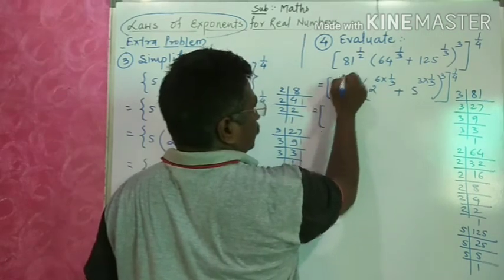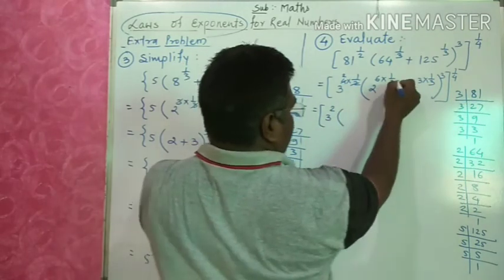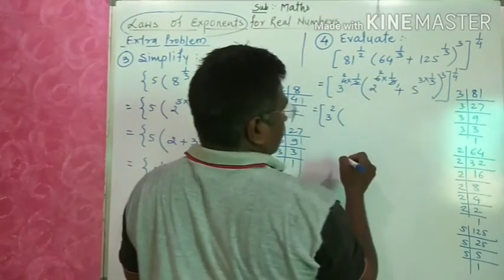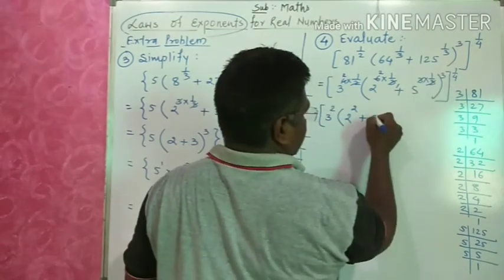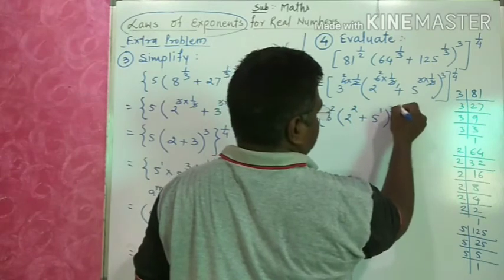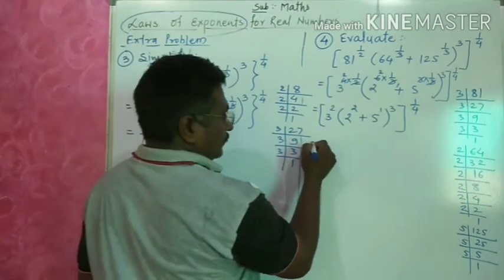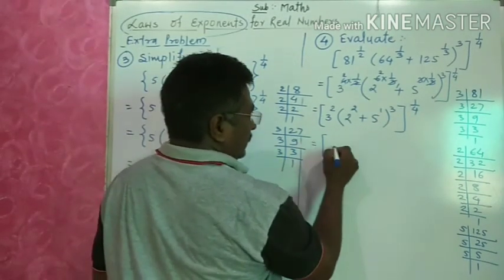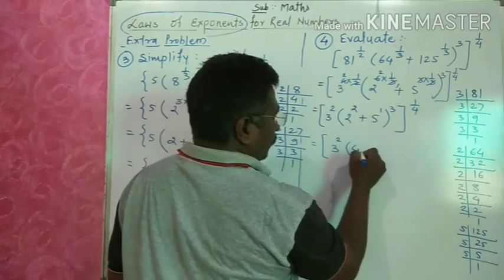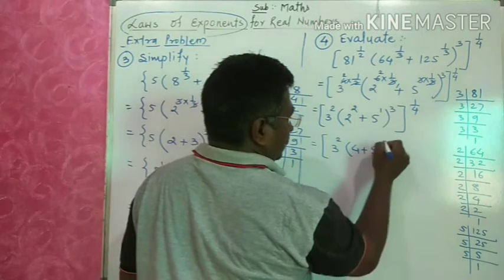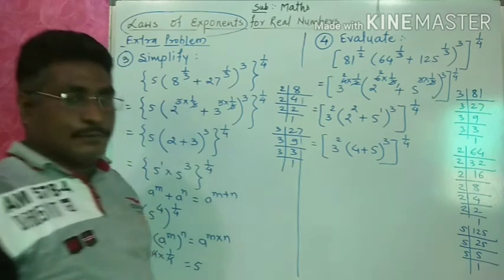Now, what will we get? 2 1s are 2, 2 2s are 4. Means 3 square. Now here 3 1s are 3, 3 2s are. So 2 square plus this 5 raised to the power 3 whole raised to the power 4. Now what will we get? 3 square, here 4 plus 5 raised to the power 3 raised to the power 1 by 4.